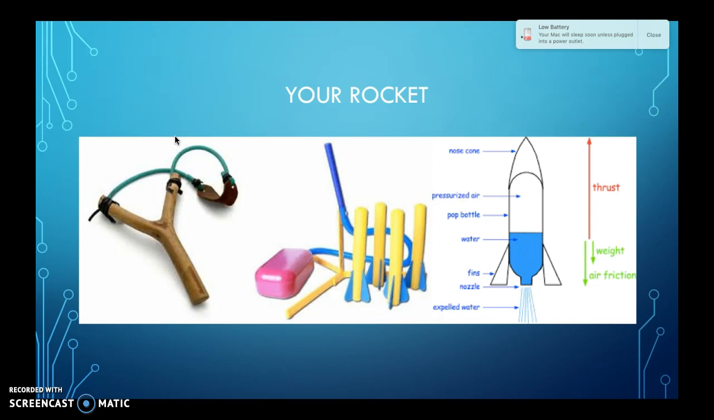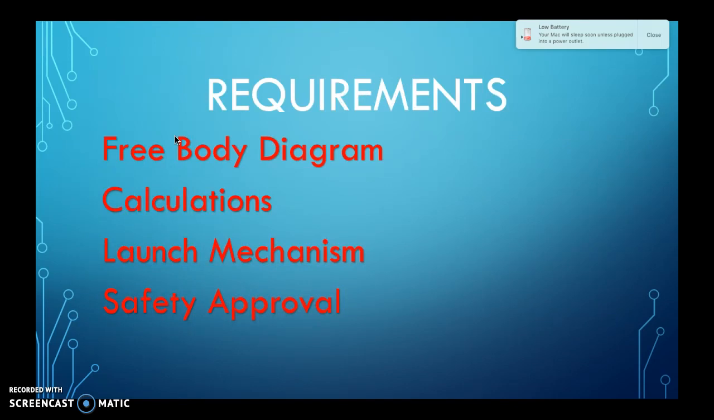But it must not include fire. We will not be using any sort of combustion reactions to lift our rockets off the ground. Because we're doing this outside and around the school building, it would be too much of a liability. It's one of the same reasons why in Johnson County you're not allowed to shoot bottle rockets off around the 4th of July.